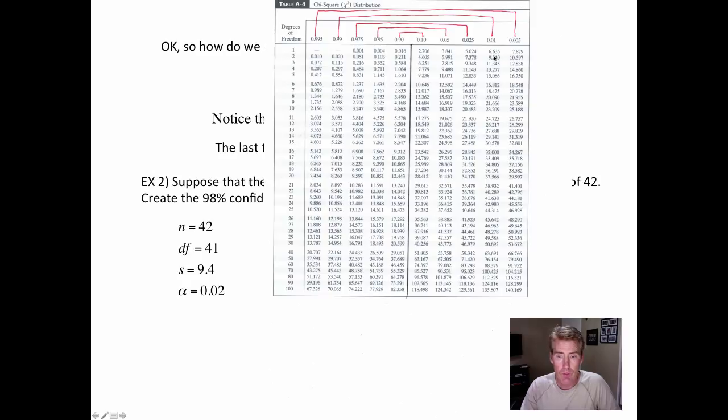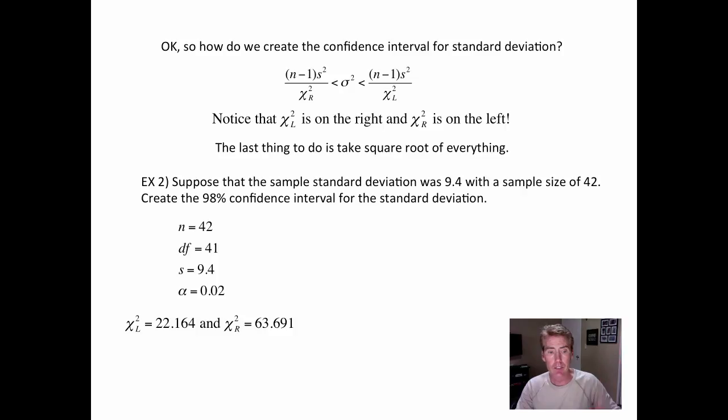Degrees of freedom, 41, they don't have, but they have 40. So we're going to use 40, which means on the right it's going to be 63.691. And then go up and over to 99, down to 22.164. So now we can get rid of that table. Okay, then to make the interval.